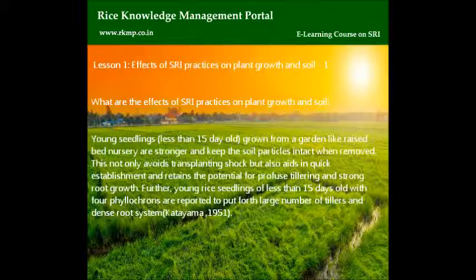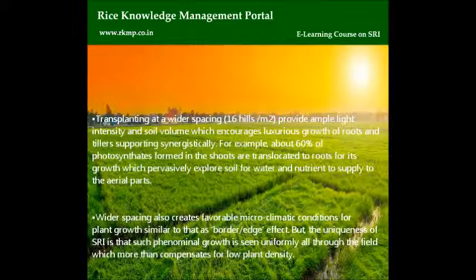Further, young rice seedlings of less than 15 days old with 4 phyllochrons are reported to put forth a large number of tillers and dense root system (Katayama, 1951). Transplanting at a wider spacing, 16 hills per square meter, provides ample light intensity and soil volume, which encourages luxuriant growth of roots and tillers supporting synergistically. For example, about 60% of photosynthates formed in the shoots are translocated to roots for its growth, which pervasively explores soil for water and nutrients to supply to the aerial parts.